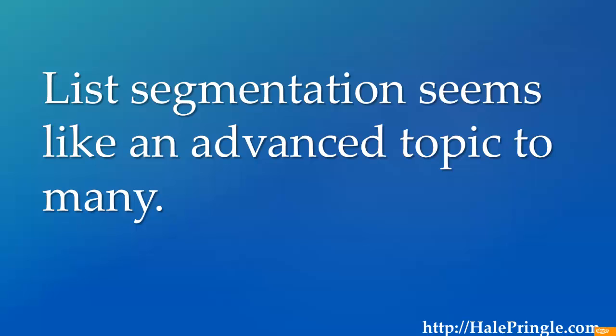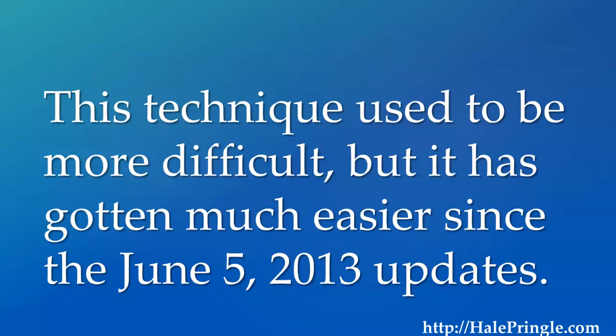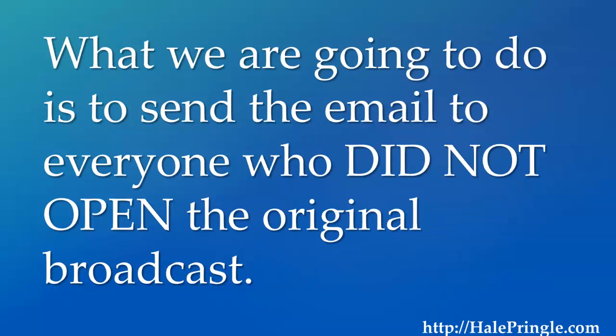This is list segmentation, and that seems like an advanced topic to a lot of people. And it is when you really get into it. But this is a simple list segmentation technique that anyone can use to dramatically increase that opt-in rate. The technique used to be more difficult. In Aweber, you had to find a drop down and find the right type and create a segment and name the segment and then come back and use the segment. But they made some updates on June 5th, and it's a whole lot easier now. So again, we're going to send this to people who did not open the original email.